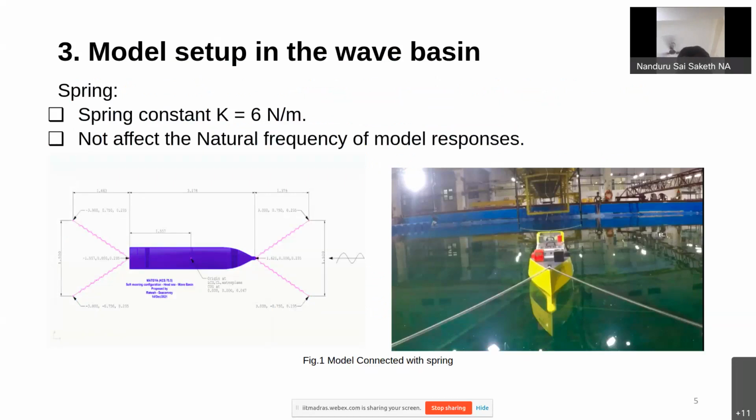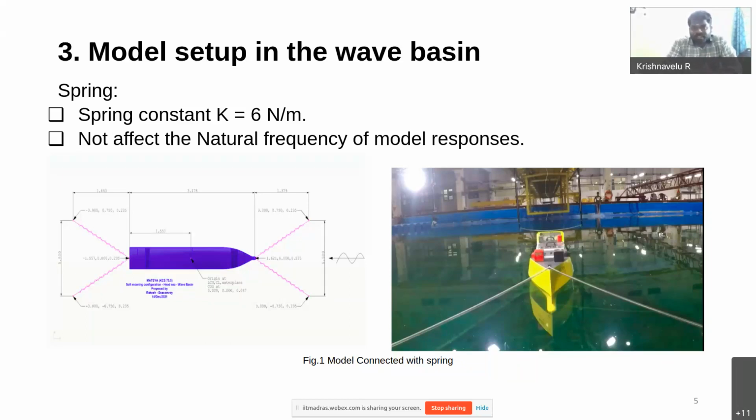Whenever we conduct the seakeeping test, we need to hold the model at a particular place. Only then are we going to get the response from the vertical plane motions. How can we achieve that? By using the mooring line, that is, the springs. We need to choose a suitable material for the spring as well as the spring constant, so that we hold the model at a particular location and it does not drift away. Here we are choosing the spring constant K equal to 6 Newton per meter.